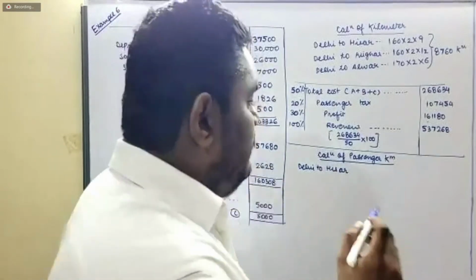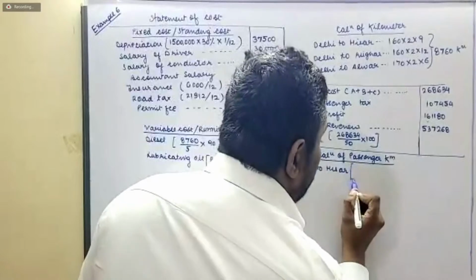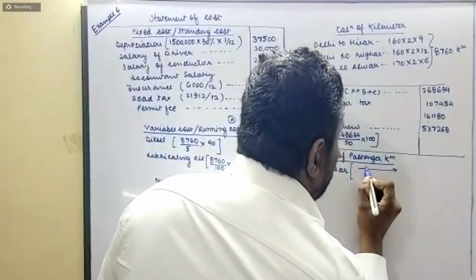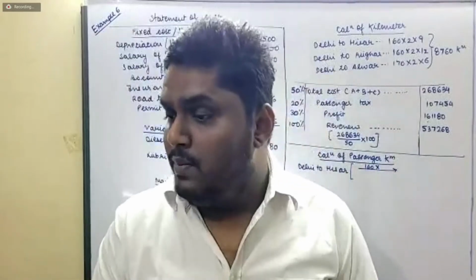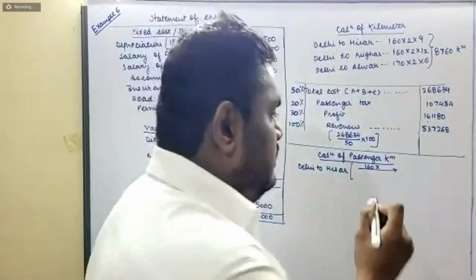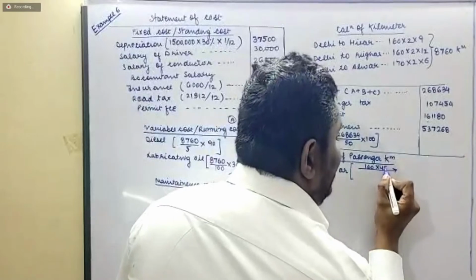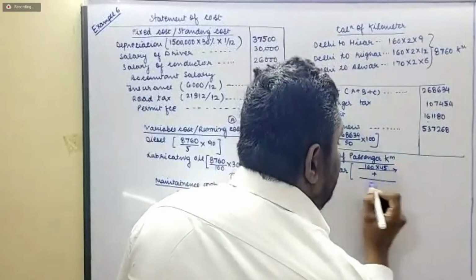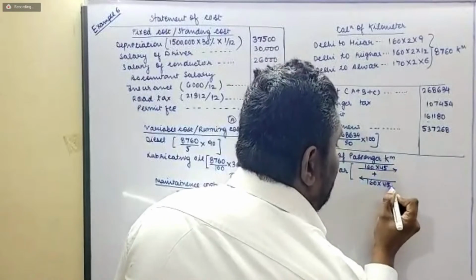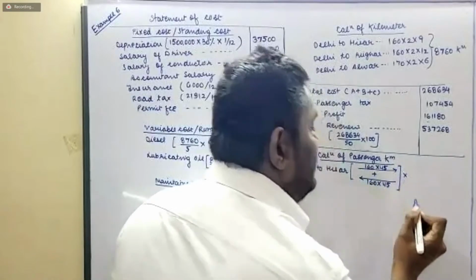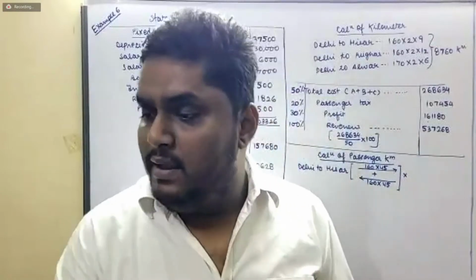So 160 kilometers one way into how much is the occupancy? 90%. So 45 passengers. In the return journey also 160 into 45, into the number of trips made, which is 9.